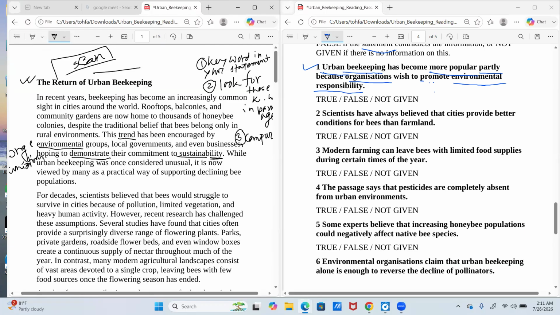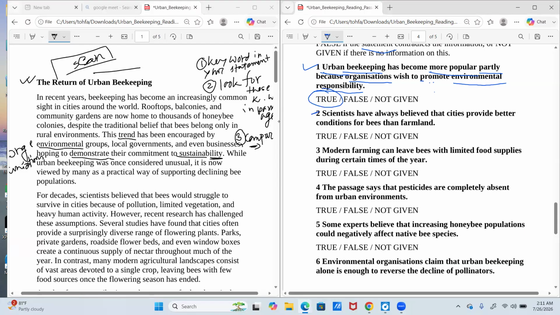Demonstrate can be a similar word to show, display, promote, right? Their commitment to sustainability, which is an environmental responsibility. So this is the comparing part. They mean exactly the same thing. Therefore, our answer is true.